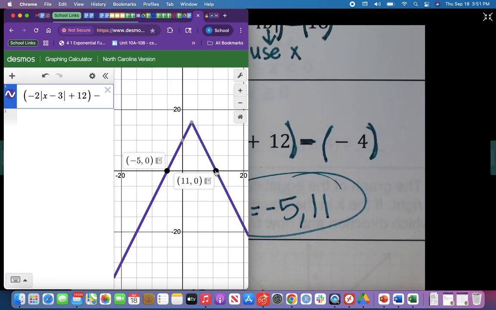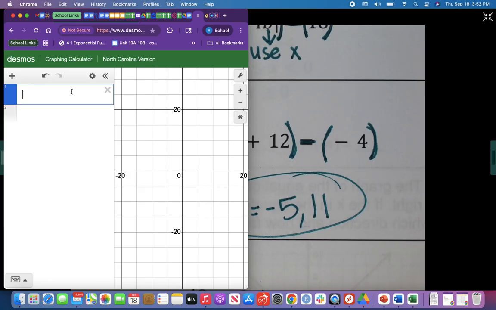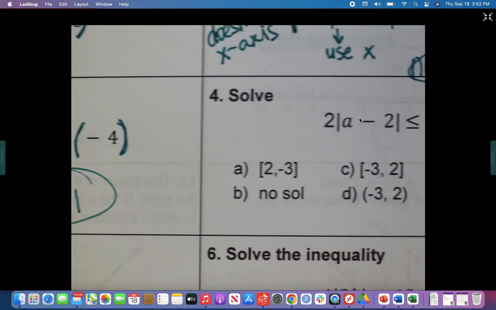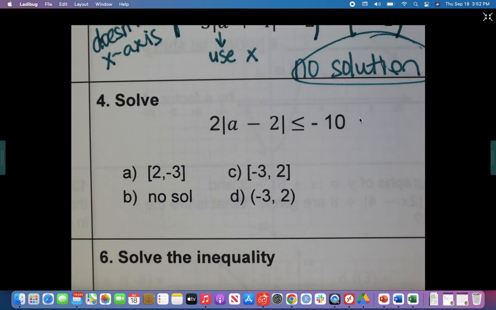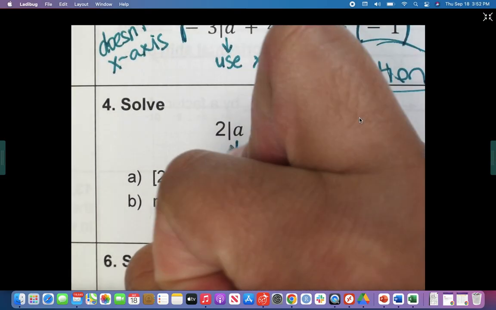All right, so anytime you're solving an equation, that's how I expect you to do it. So left side minus right side in Desmos, where it touches the x-axis is our answer. All right, the next few questions are inequalities. So for your inequalities, you do not put parentheses. You just type it in exactly the way it looks. Again, if they use something other than x, make sure that you use x.